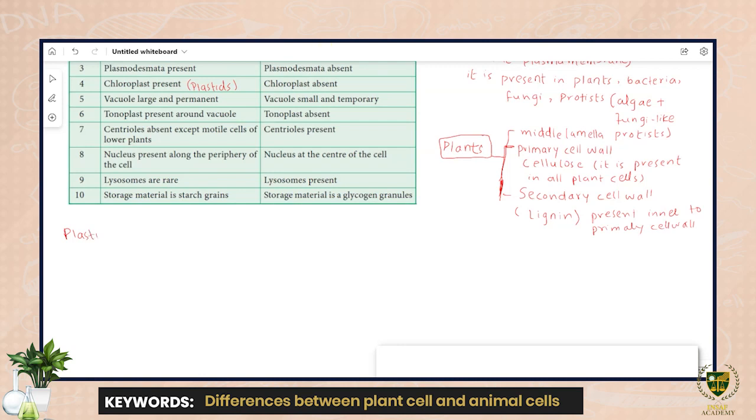The plastids, they are present only in the plant cells. These are double membrane bound organelles found in only plant cells. They are of three types. The chloroplast, the chromoplast, and the third one is the leucoplast.